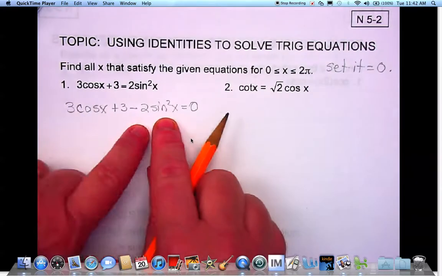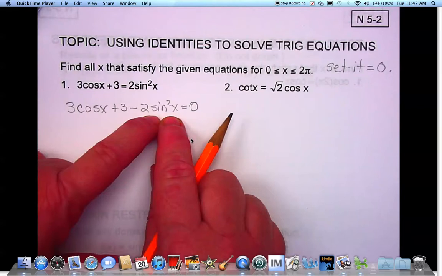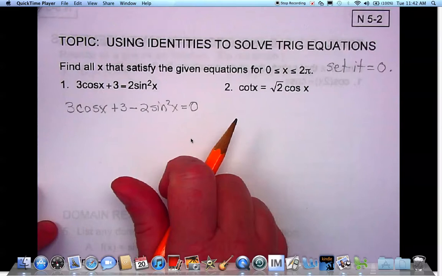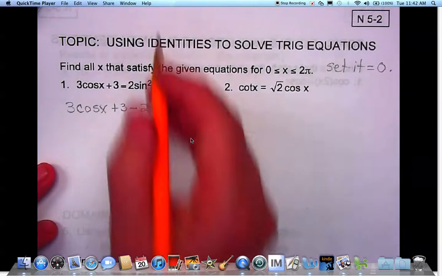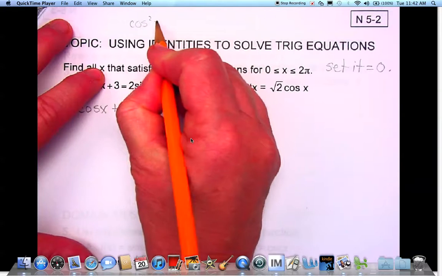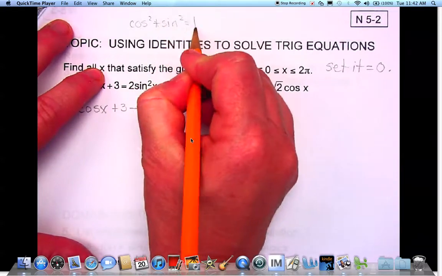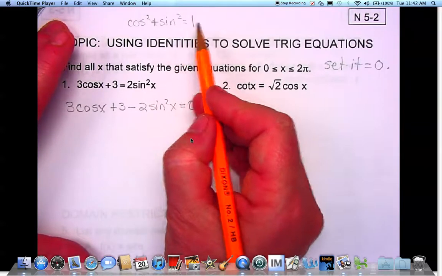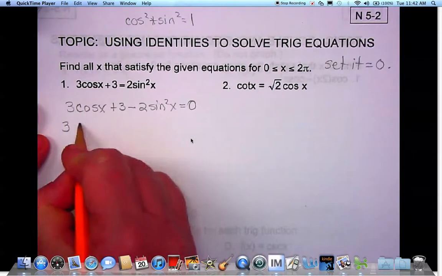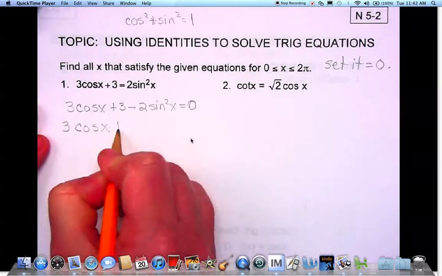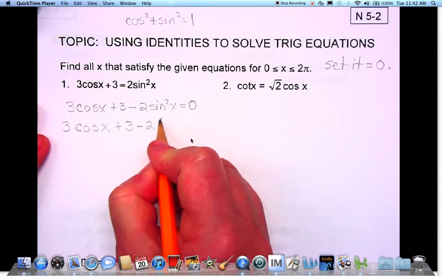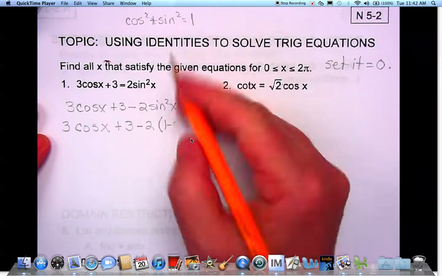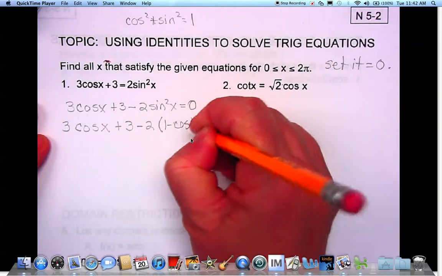So what's the identity for sine squared x? 1 minus cosine squared x. Remember, cosine squared x plus sine squared x equals 1. That's the one we're using. So sine squared x would equal 1 minus cosine squared x, and we're going to replace that. We'll do 3 cosine x plus 3 minus 2 times the quantity 1 minus cosine squared x, equals 0.